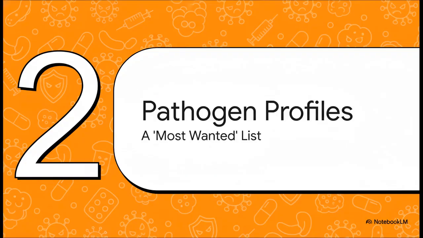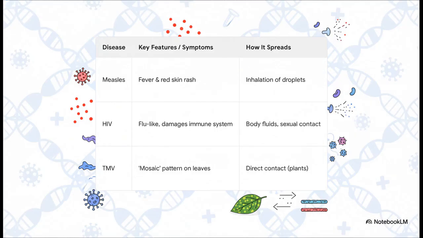All right, let's build on that. Now we're going to look at the specific diseases the syllabus wants you to know. Think of this as a most wanted list for pathogens. First up, the viruses. There are 3 you need to know. You've got measles, with that classic fever and rash, which spreads when you breathe in droplets from coughs or sneezes.